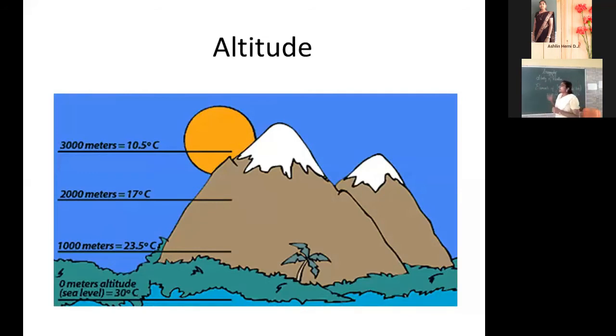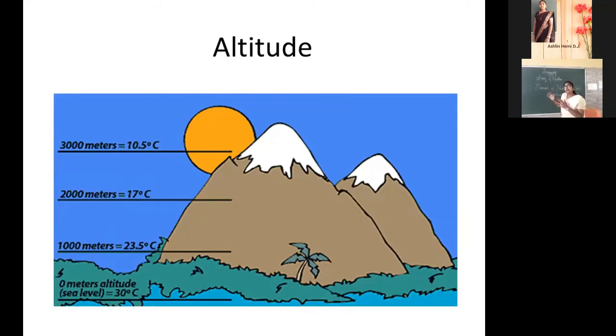See here, this altitude depends on the height of a particular place above the sea level. In your textbook also, they have given a picture. I have also shared a screen. Can you see the screen? Now I can see, ma'am. Okay, altitude in this sense means the height of land above sea level. In your running notes, put the heading altitude, then write height of land above sea level.